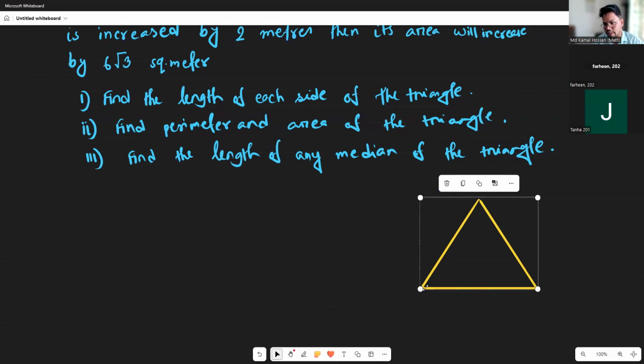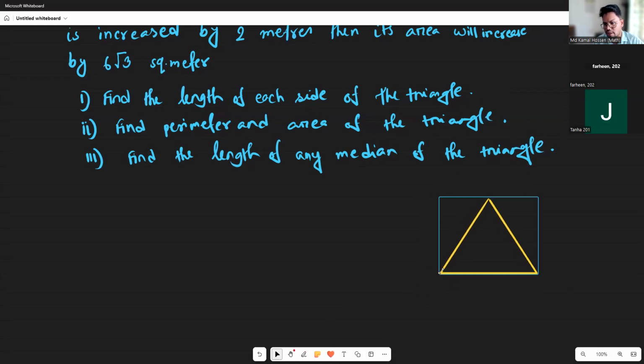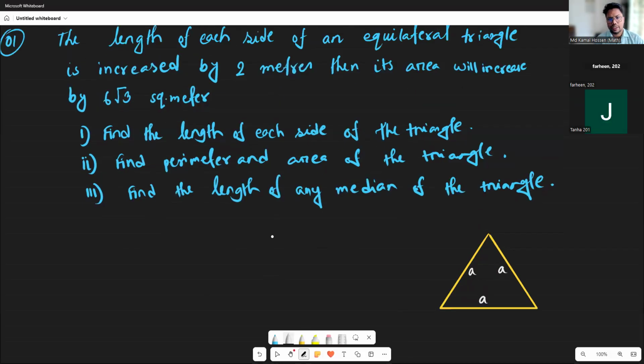So step 1, draw an equilateral triangle where you can consider length of each side of the triangle is a unit. That means a meter. Information is given in meter. So we can consider here length of 3 sides of the triangle are a meter. Now the condition is given here. The side is increased by 2 meters.